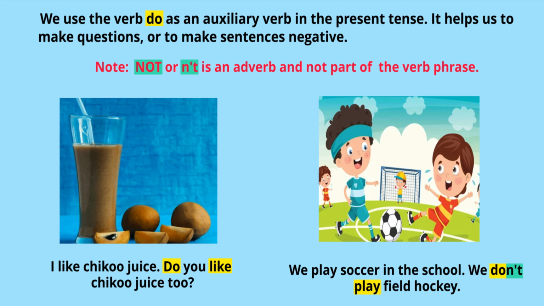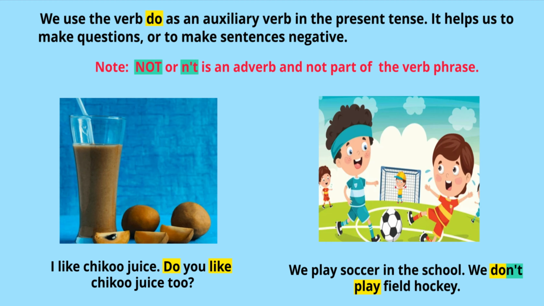We use the verb do as an auxiliary verb in the present tense. It helps us to make questions or to make sentences negative. Note: not, or you can say that as n't as well, like hasn't, doesn't, haven't. So that also means not. So not is an adverb and not part of the verb phrase.